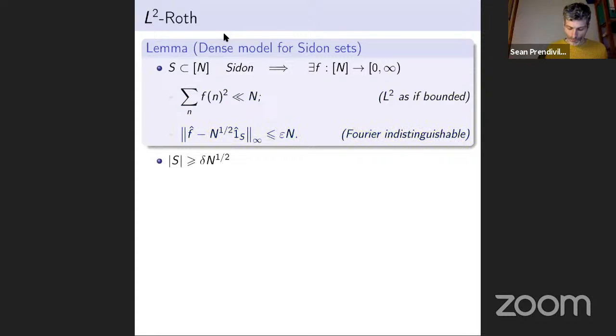Well, if our set is a dense Sidon set, a delta proportion of its maximum possible size, then I want to show that this dense model is also a dense function. i.e., so eta, good question. What do we end up setting eta to be? Some small power of, some small fraction of epsilon.